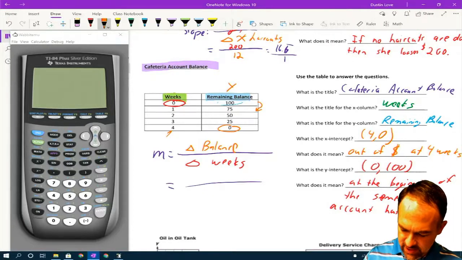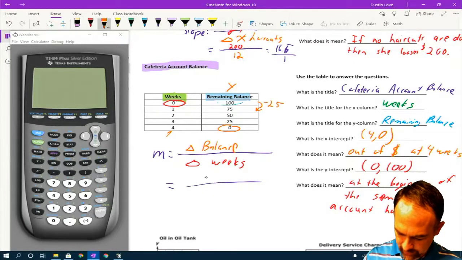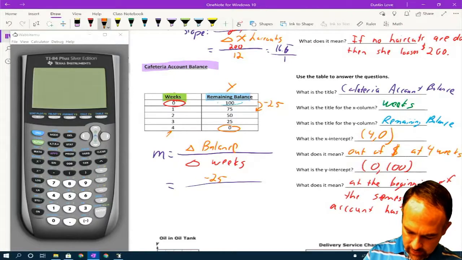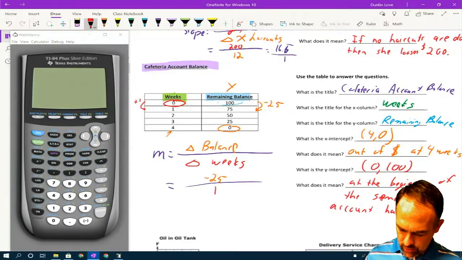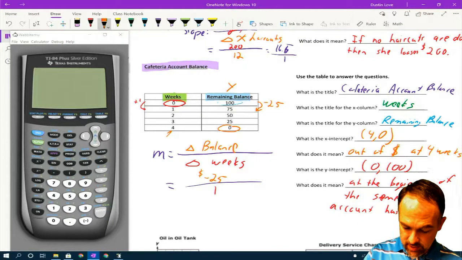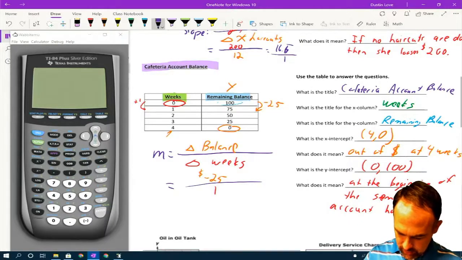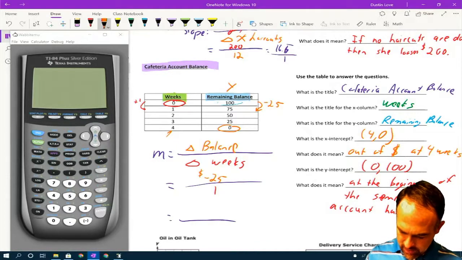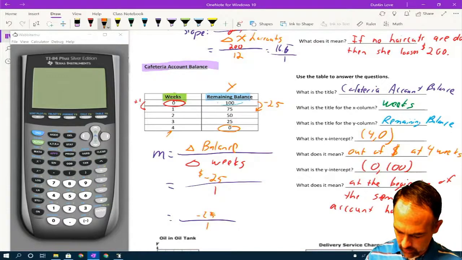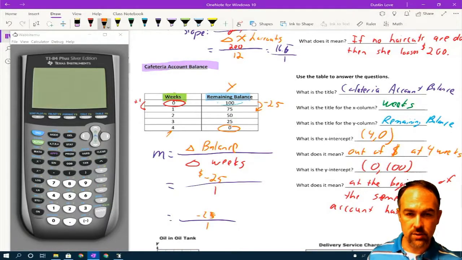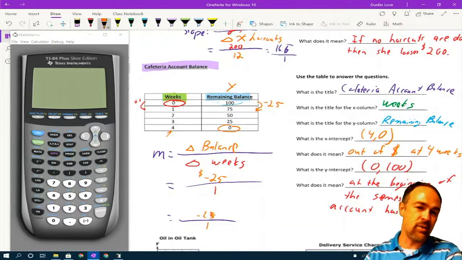To get from 100 to 75, I've got to subtract 25. To get from 0 to 1, I'm going to add 1. And that balance is in dollars. So it looks like we can tell that this person is spending negative 25 over 1. It's a reduction. $25 in 1 week. So they're spending $25 per week. We average that out, that's $5 per day.